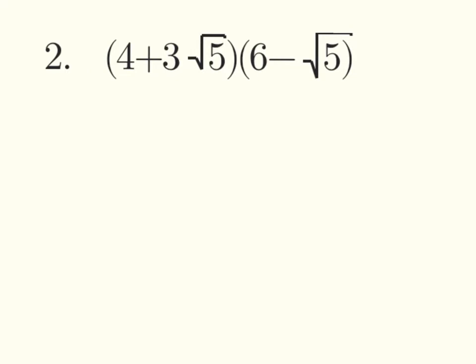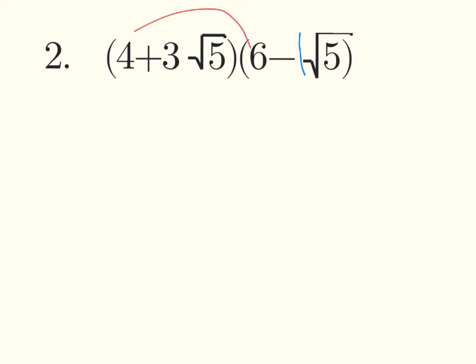Our second problem here looks like a problem we would do the FOIL method with. Now, before we start, notice how this square root of 5 has a 3 in front. This square root of 5 doesn't have any number in front. We do know that if there is no number in front, it's 1, just like if it was an x. You just say 1x. So we're going to put the 1 in front there, and now we can distribute.